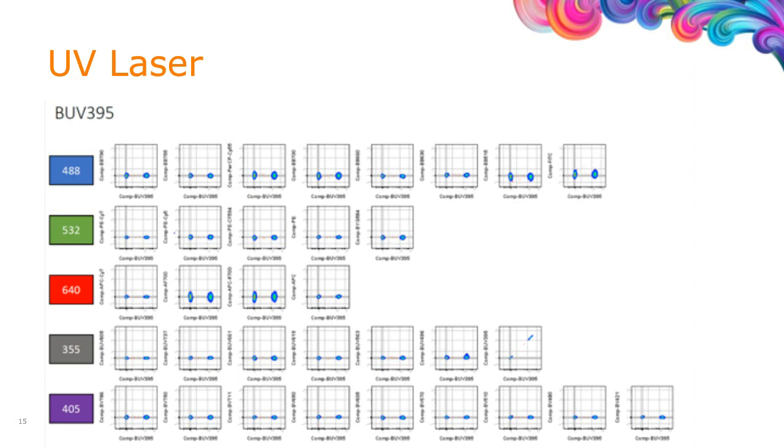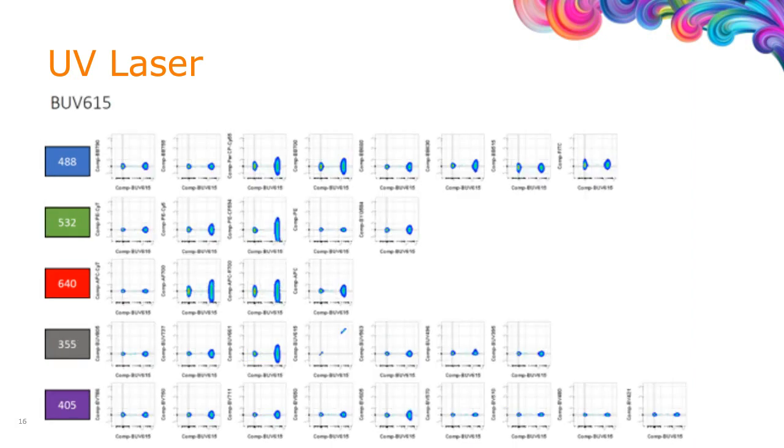Now, if we move to the BUV615, which is right in the middle of the laser line, well, we can see its problems. We can see spread in many different detectors in different laser lines that are there. And all of this information is really critically important, because you'd say to yourself, well, where do I use this color? Because there's so much spread here.